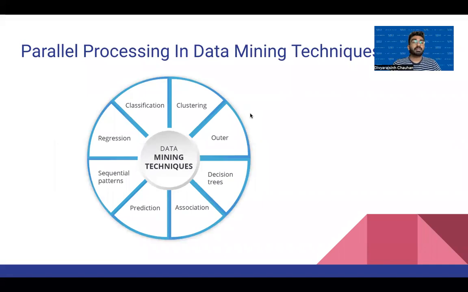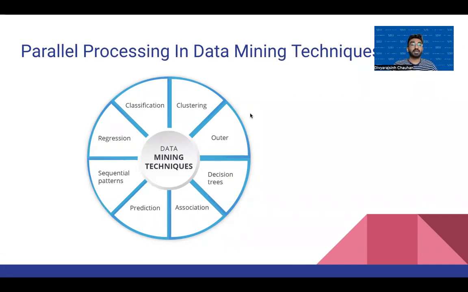And then we have regression. Regression involves modeling the relationship between variables in a data set to make predictions about future outcomes. It is used in sales forecasting and risk analysis. Apart from that, we have clustering. Clustering involves grouping similar data based on their attributes, and it is used in market segmentation and anomaly detection.